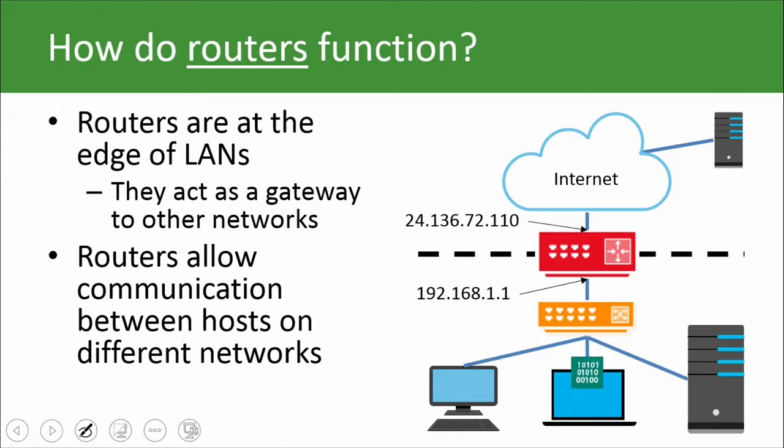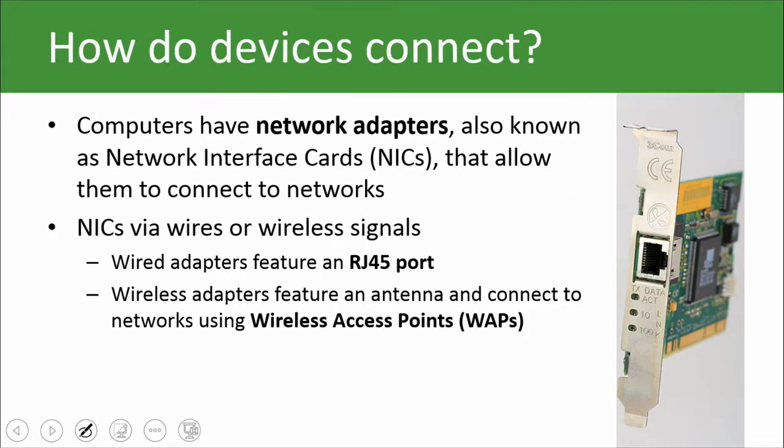Here's a quick example of that data going out to the internet. Pretty cool stuff, right? All of these devices connect to each other via network adapters, right? Network adapters are also known as network interface cards, and these are the pieces of equipment that make it possible for computers and even our cell phones to communicate with each other, right? NICs communicate via wires or wireless signals.